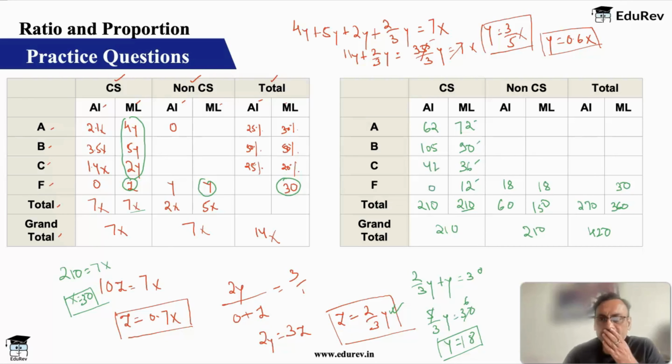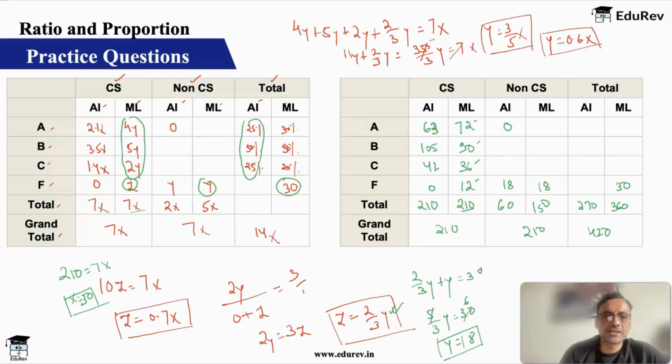Okay, does it add up? This should add up. 2.1 was 63. 63 plus 105 plus 42, yes. So you have all these values here. This was 0. Okay. Now remaining will be filled using this information.